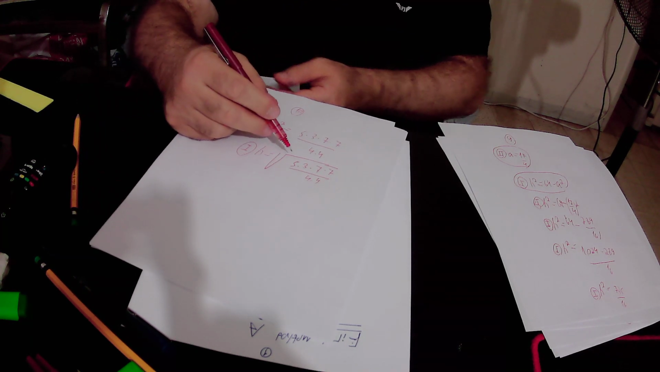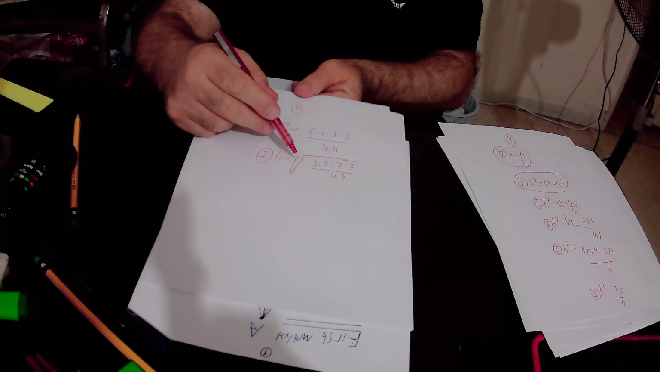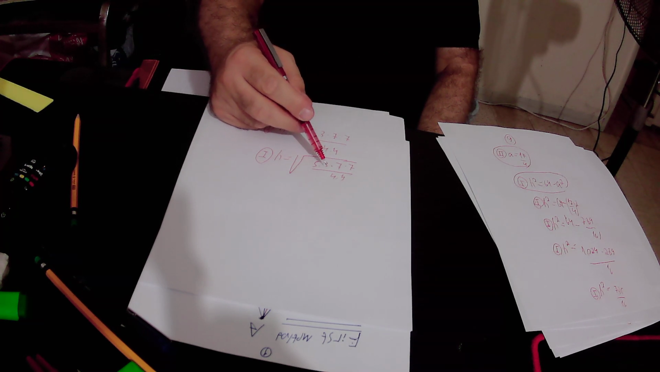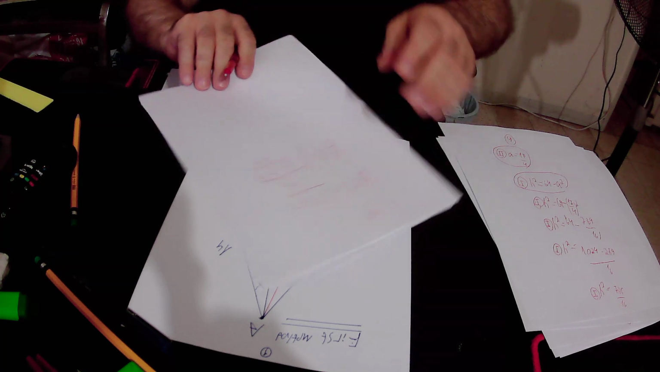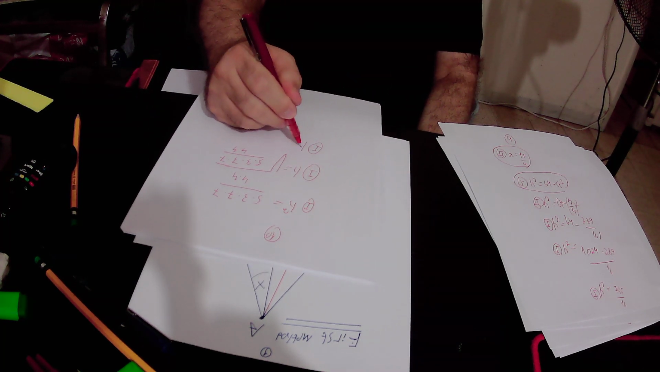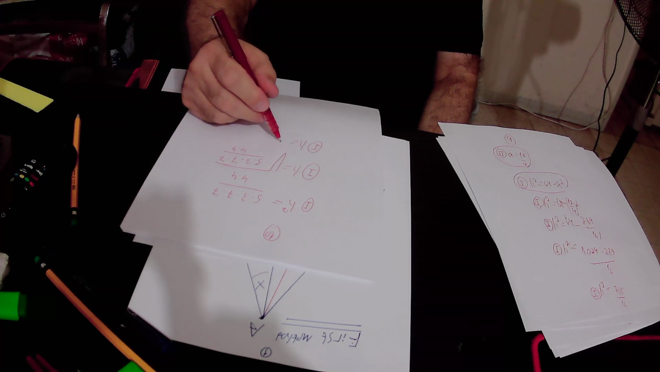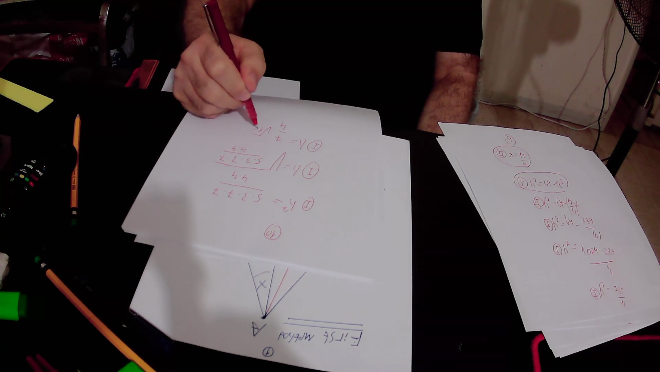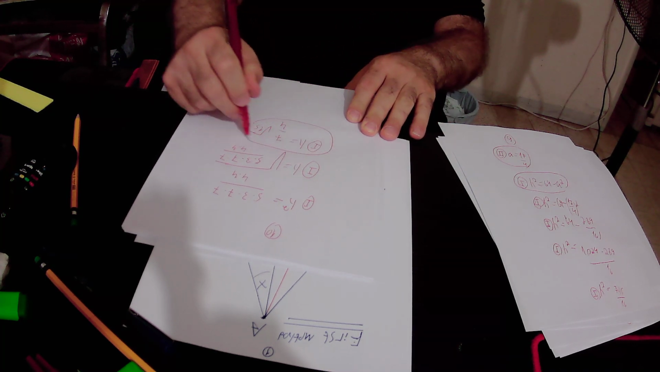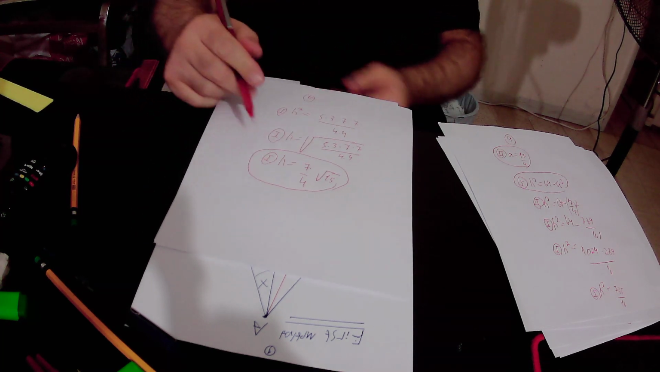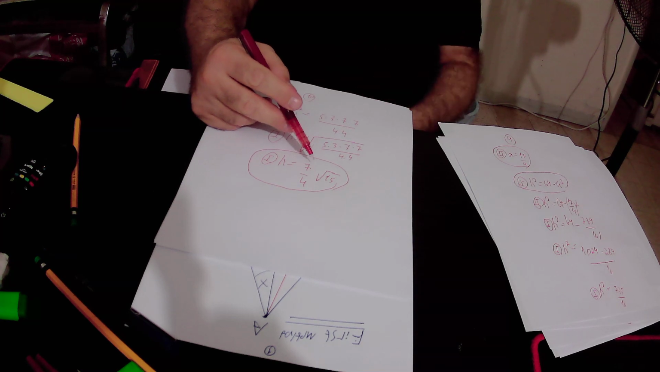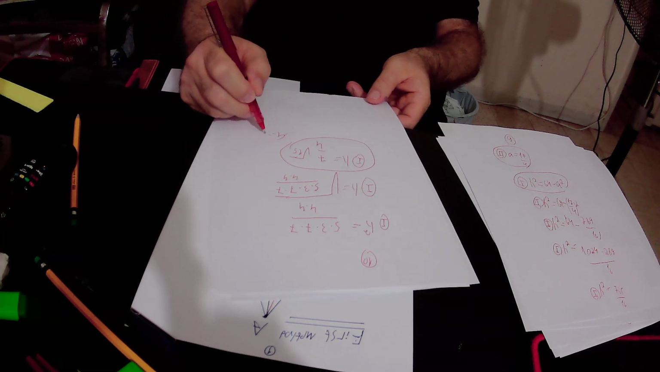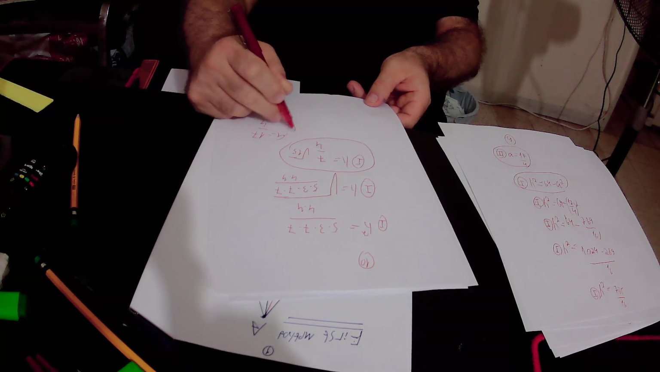Here we can take 7 and 4 out of the root, because the root of 7 times 7 is 7 and the root of 4 times 4 is 4. So here we will get that h equals 7 over 4 times root 15, since 5 times 3 is 15. We have already found out that a equals 17 over 4 units.